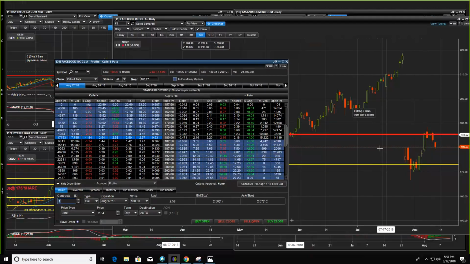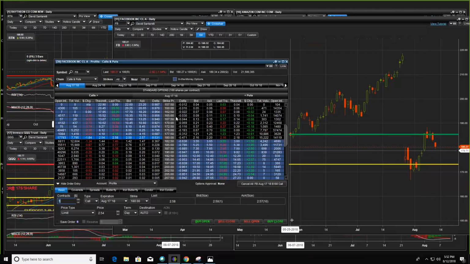So it had a 4-point move that day. Let's just say theoretically Facebook went up 4 points on Monday and got to 184. Basically you're just multiplying the move that it's going to have, or you're expecting it to have, or if it really does have. So 4, multiply that by 0.53.